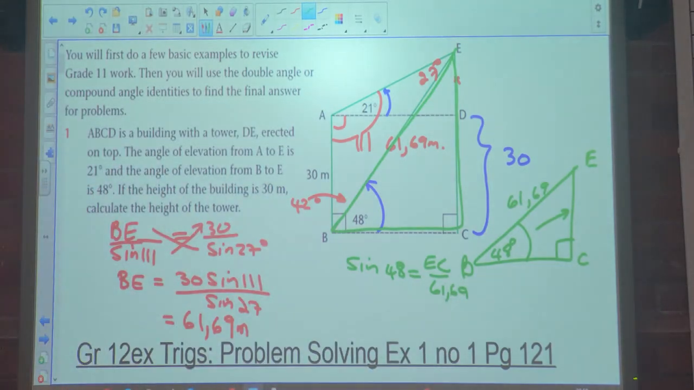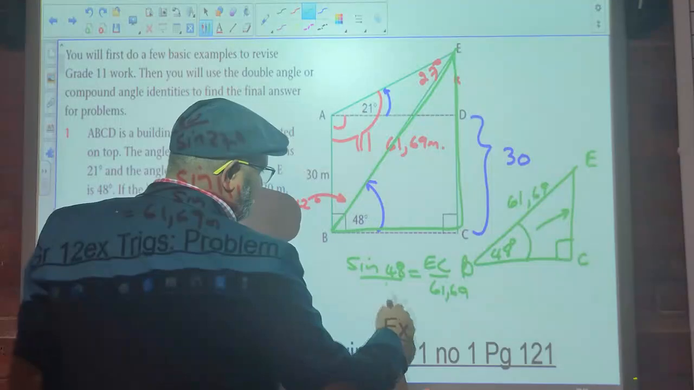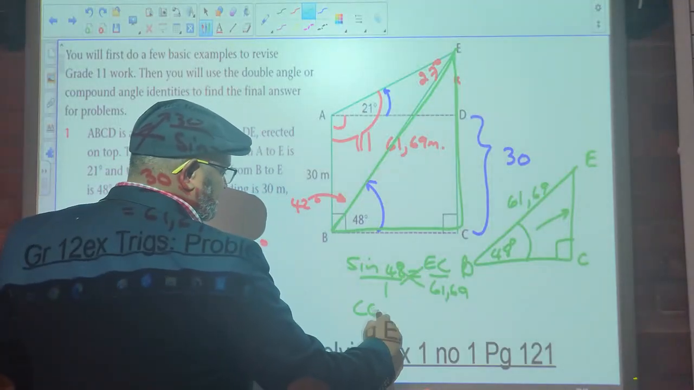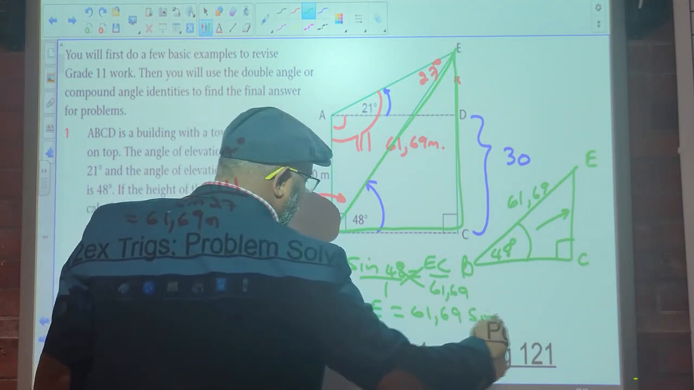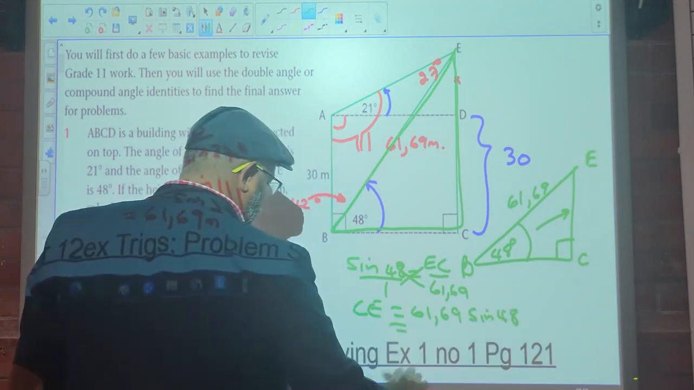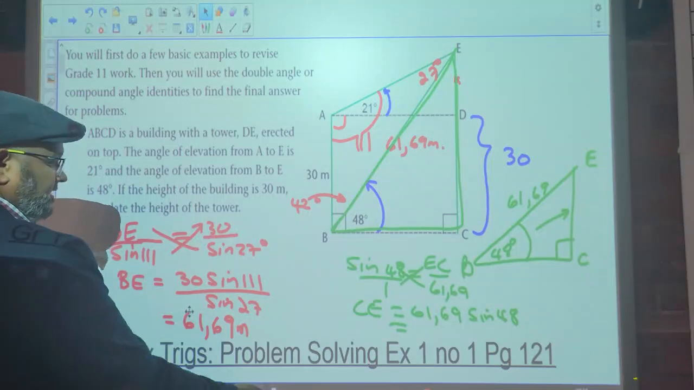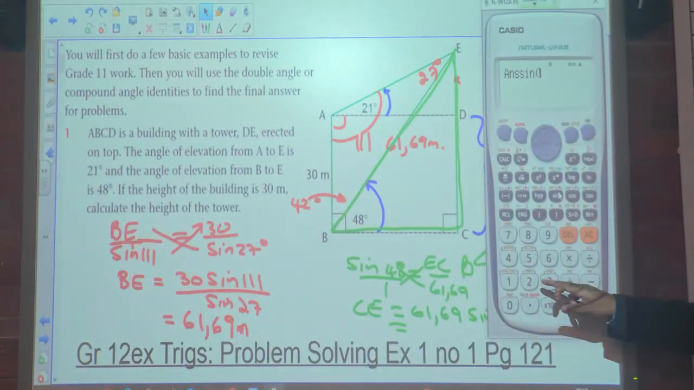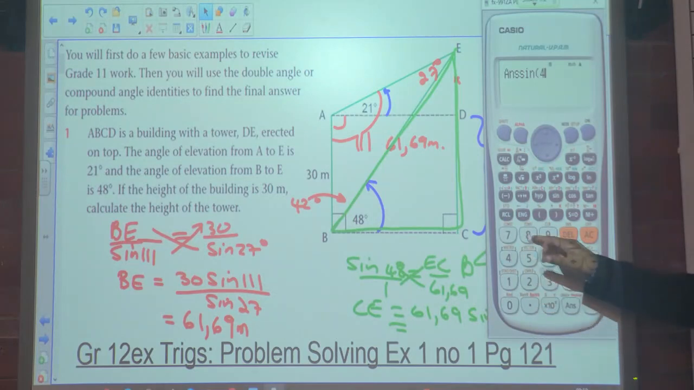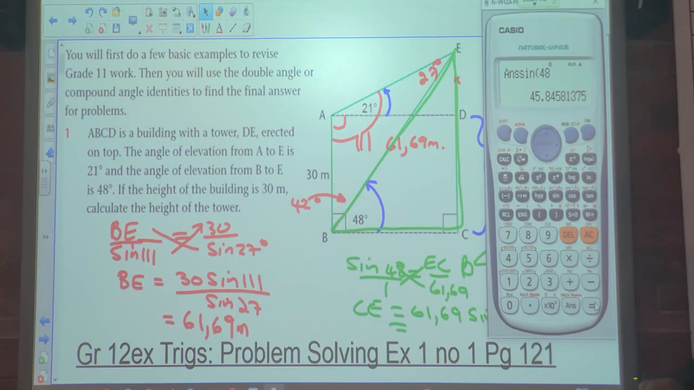So what do I do now? Cross multiply again. So CE is equal to 61,69 sine of 48, which gives me an answer of 45,85.